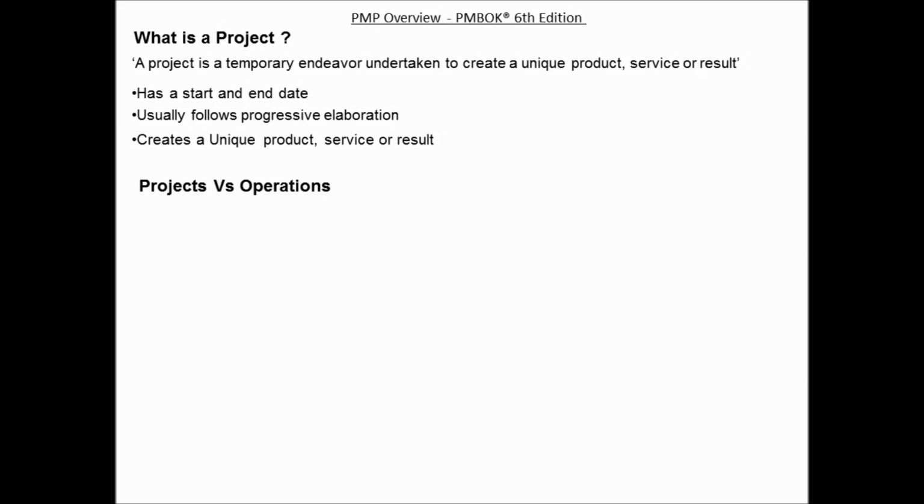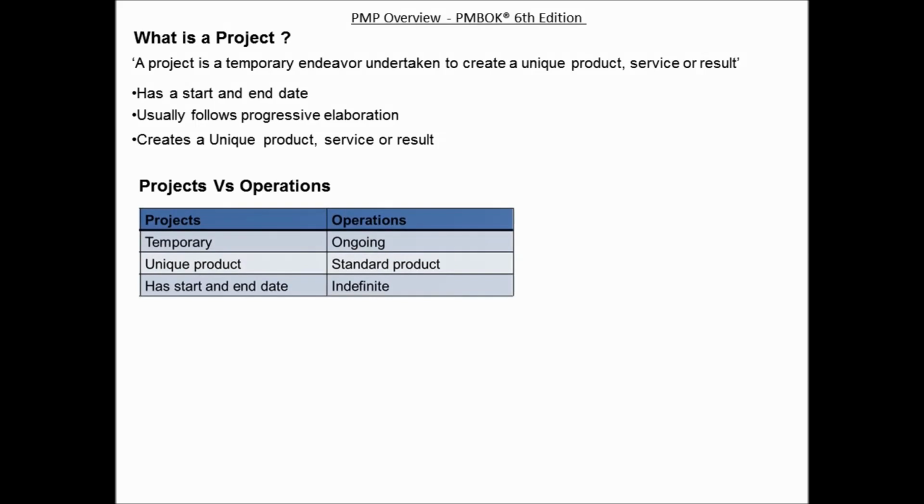A project is a temporary one, and operations are ongoing. A project creates something unique, whereas operations have a standard product, and operation is indefinite, whereas a project has a specific start and an end date.